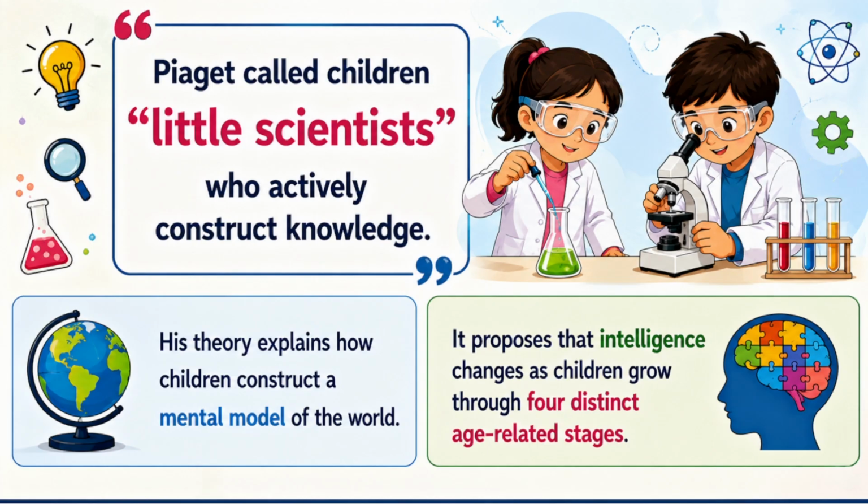Piaget called children little scientists who actively construct knowledge. His theory explains how children construct a mental model of the world. It proposes that intelligence changes as children grow through four distinct age related stages.